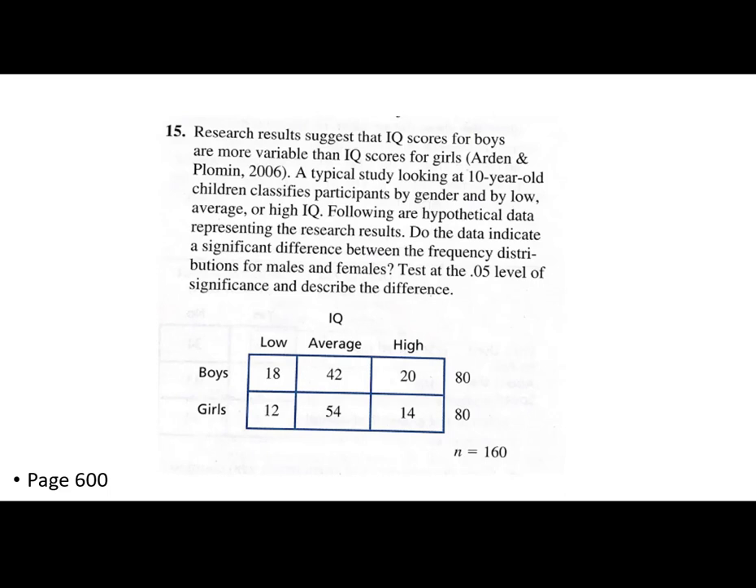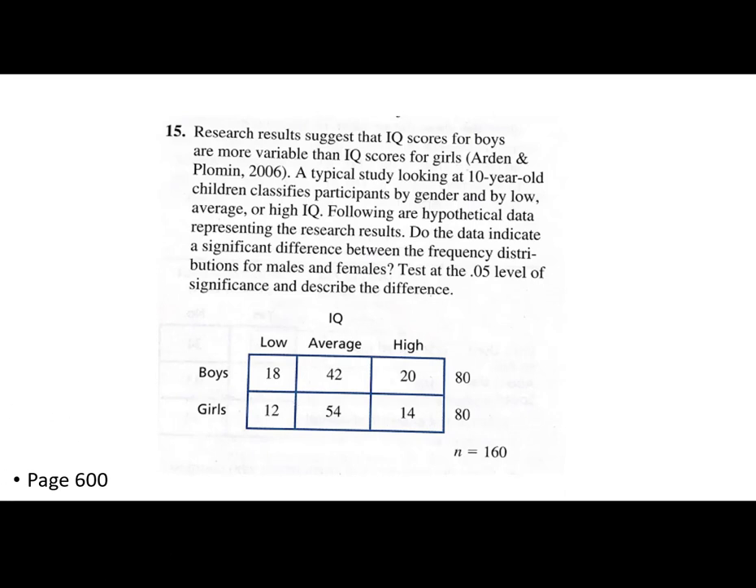Do the data indicate a significant difference between the frequency and distributions for males and females? This is giving us a contingency table, and we have 160 in our sample, so we wouldn't want to go and input 160. So I'm going to show you how to do it the quick way. This is from page 600, number 15 in the book.